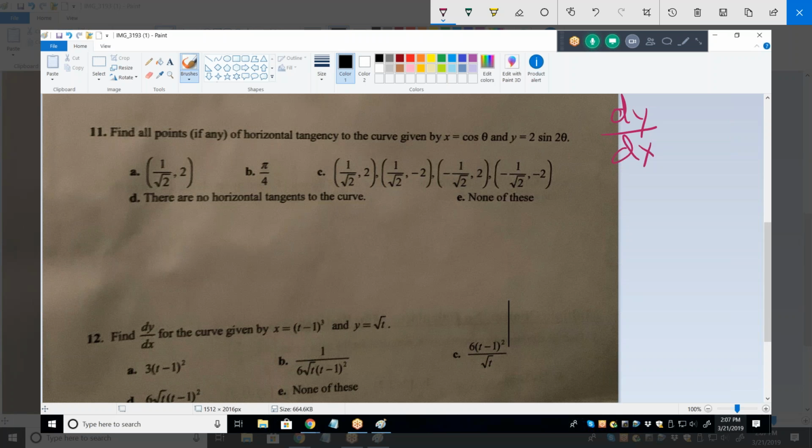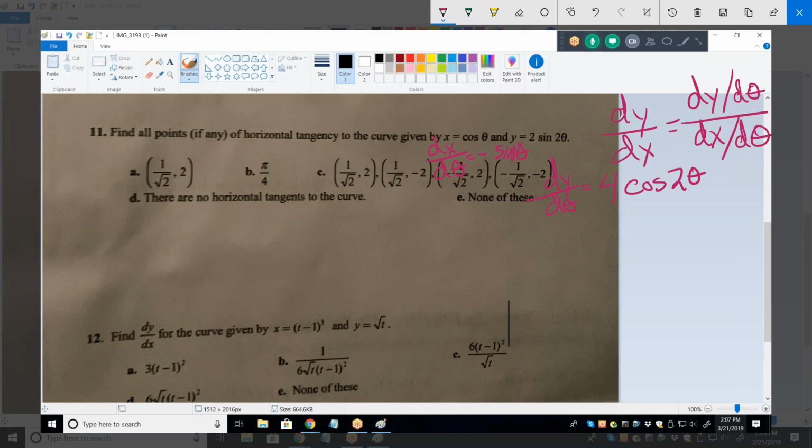Good. So here, what is dy/dx equal to? dy/d theta over dx/d theta. Correct. Okay, so what's dx/d theta? dx/d theta is negative sine of theta. And what is dy/d theta? dy/d theta is 2 cosine 2 theta times 2, so 4 cosine of 2 theta.